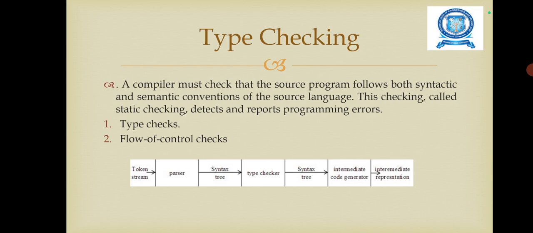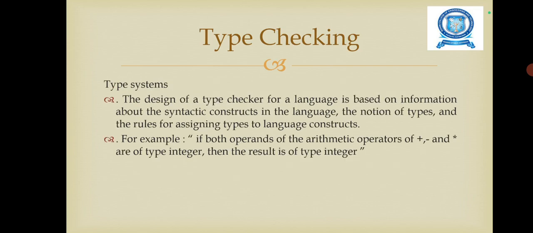Here this diagram shows the position of the type checker. That means it verifies that the type of a construct matches that expected by its context. Here the arithmetic operator mod in Pascal requires integer operands, so a type checker verifies that the operands of mod have type integer. Type information gathered by a type checker may be needed when code is generated. Next, we are going to see the type systems.